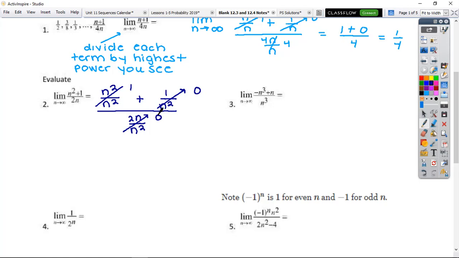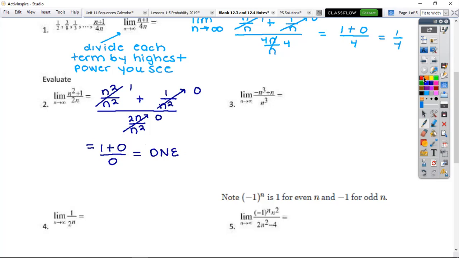So I keep going. If you want to write this step, you can, you don't have to. So this would be 1 plus 0 over 0. And can you divide by 0? Nope. So what do we say? The limit does not exist. Yep, you're very close. So this one is just, it does not exist.